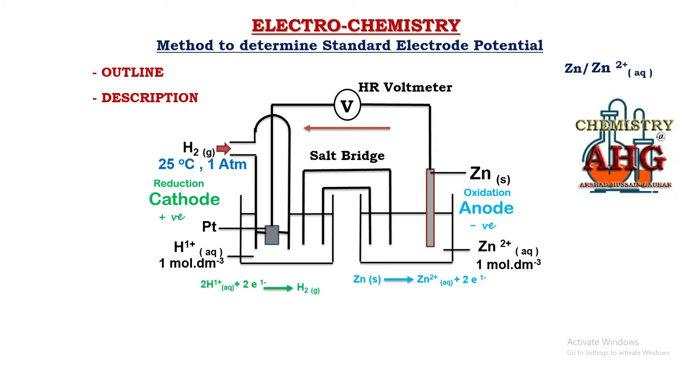What three steps can you remember to give a description for this method to determine standard electrode potential? Step number one, you must write down that the two half cells are set up next to each other. Step number two, the two half cells are connected internally by using a salt bridge. Step number three, standard electrode potential is determined by using a high resistance voltmeter without drawing any significant amount of current. I repeat, the first step is that the two half cells are set up next to each other. The second step, the two half cells are connected internally by using a salt bridge, and third, standard electrode potential is determined by using a high resistance voltmeter without drawing any significant amount of current.